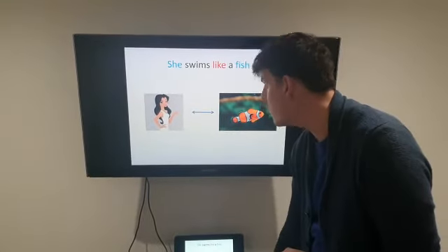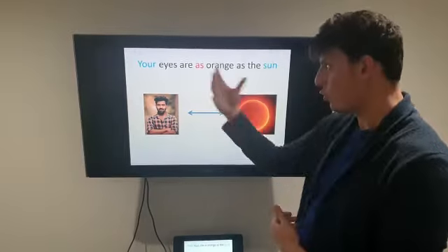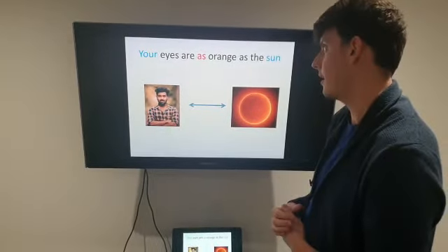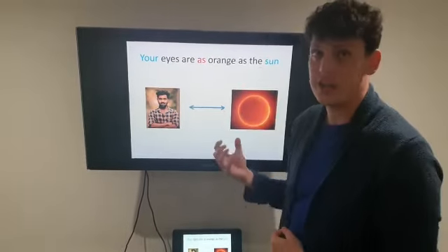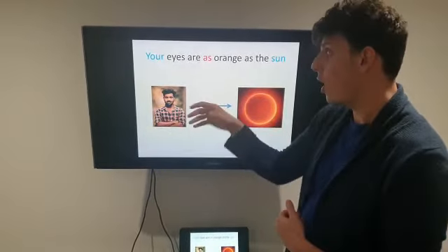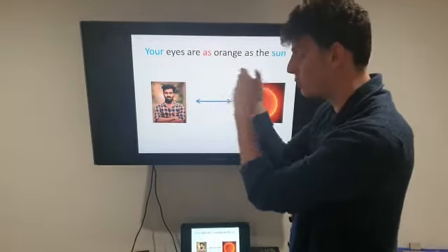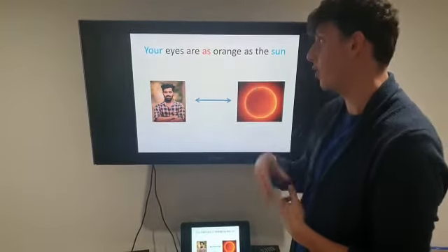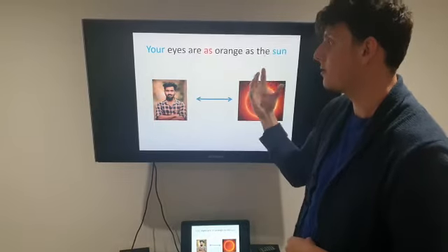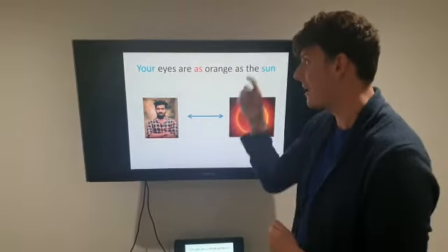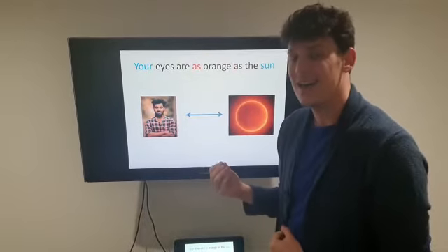And then the last one is, your eyes are as orange as the sun. Now, we all know how orange the sun is, so we now know the colour of this guy's eyes. They are so orange, like the sun. So we're comparing the sun with this person's eyes, and we're going to use the word as to compare our two objects.